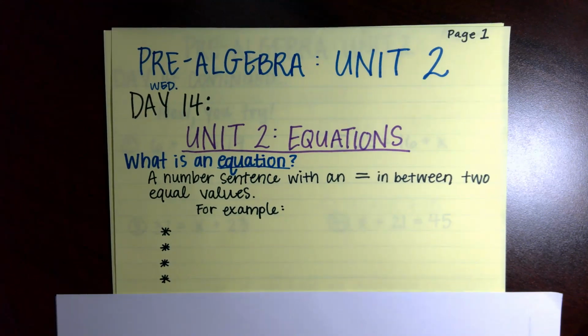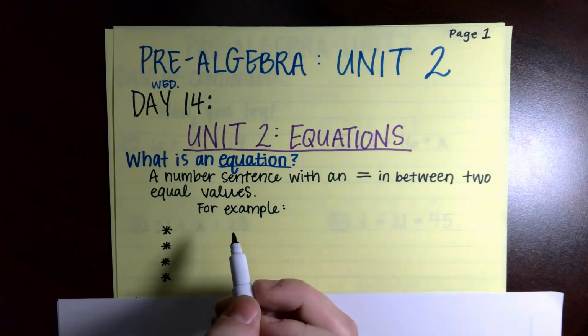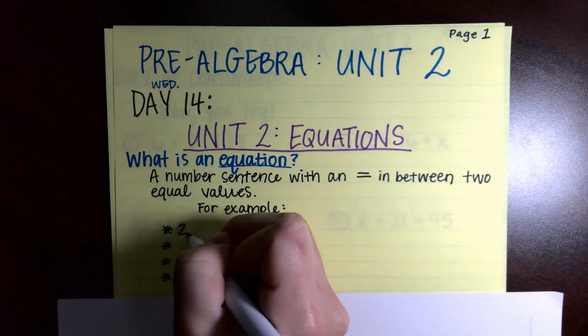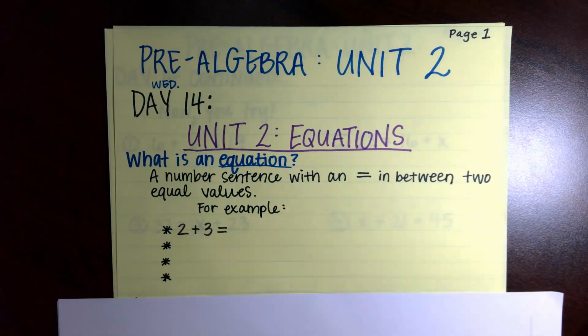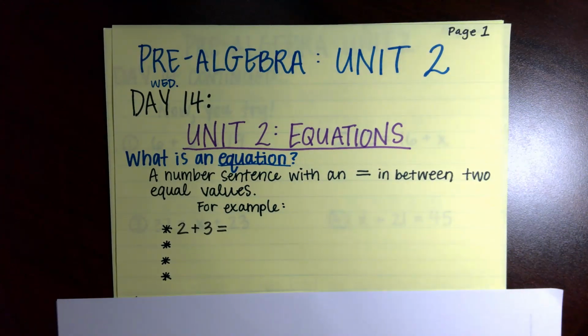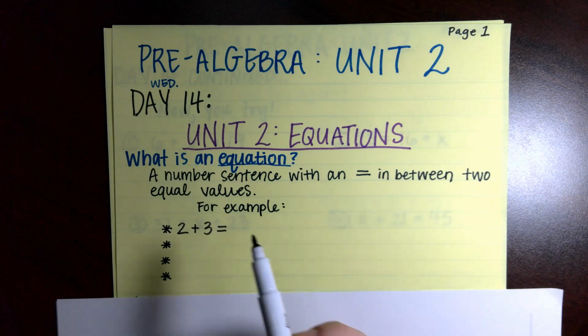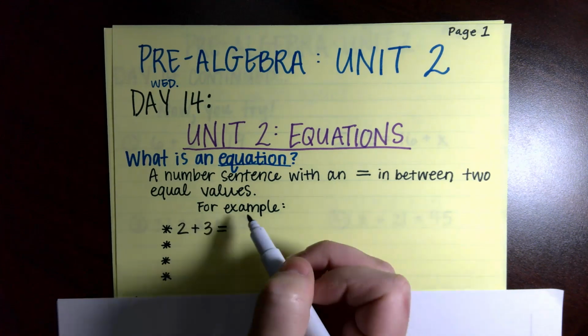So, for example, if I had 2 plus 3 equals, what would I need to put on the other side of the equal sign to make it a true equation? 3 plus 2? You could put 3 plus 2. Absolutely, that would be correct. You could also just put 5. So there's a lot of different options.